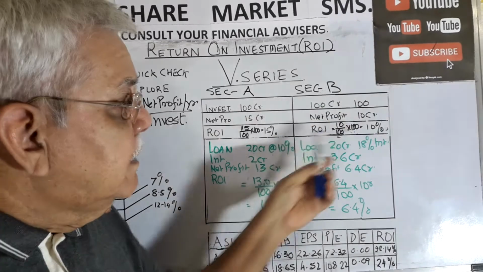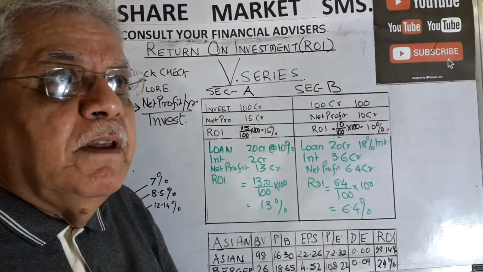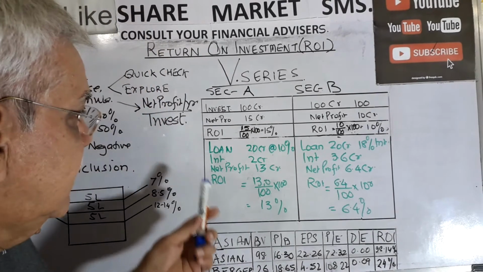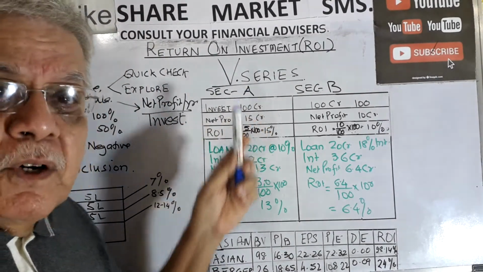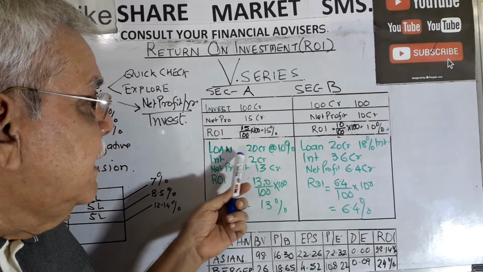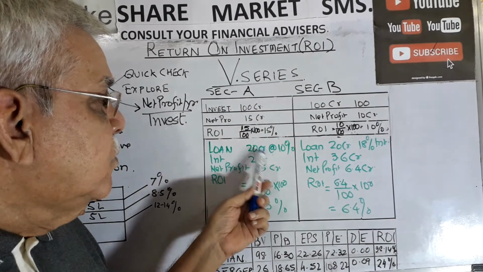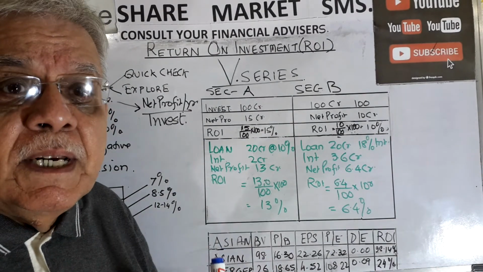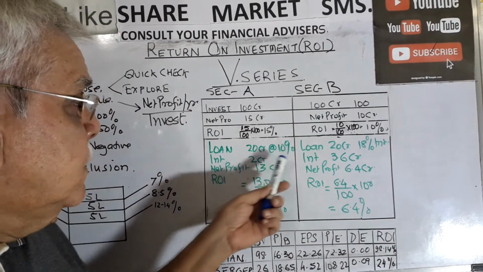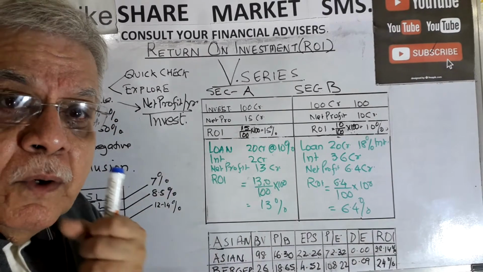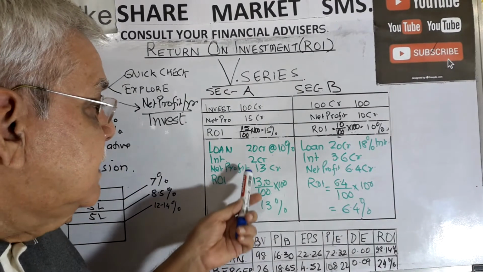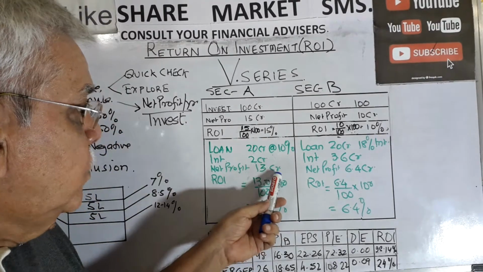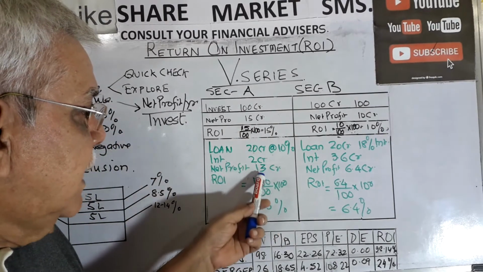Fine. But the equation changes when you take a loan. This we really have to understand here. Supposing in this company or sector, a particular company has taken 20 crore as a loan out of 100 crore, at 10% annual interest. That means the company is required to pay 2 crore rupees every year as interest. So the net profit will be 15 minus 2 crore, that means 13 crore.